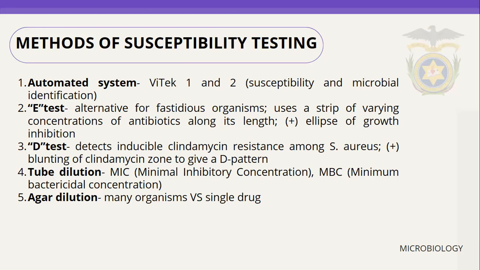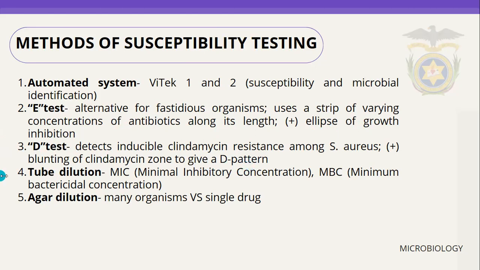So that's why it's E, ellipse of growth inhibition. So associate. And the next one is our D-test, and it detects inducible clindamycin resistance among S. aureus. And the positive result here is blunting of the clindamycin zone to give a D pattern. So in order for you to remember it fast: E-test, ellipse, and D-test, D pattern.